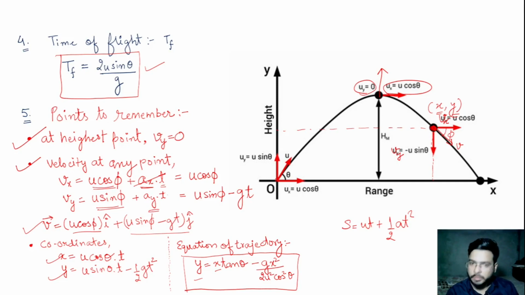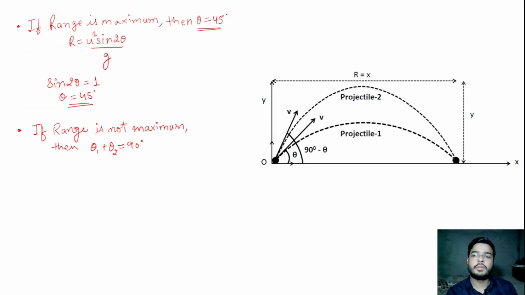So coming to the next part, in the next part we will calculate the maximum range. So what is the maximum range? It means at which angle we can maximize the range. At which angle do we throw a ball or any object so that it could cover the maximum horizontal distance? So this is the concept of maximum range.